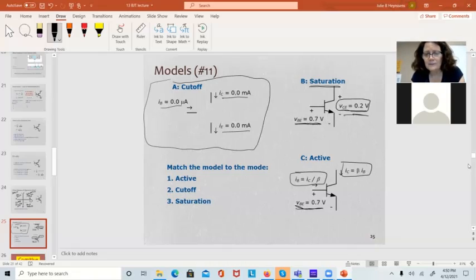If it's in active, if it's an amplifier, then I know VB is 0.7 and I know the relationship between the currents.